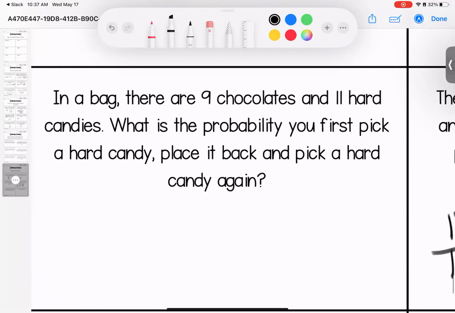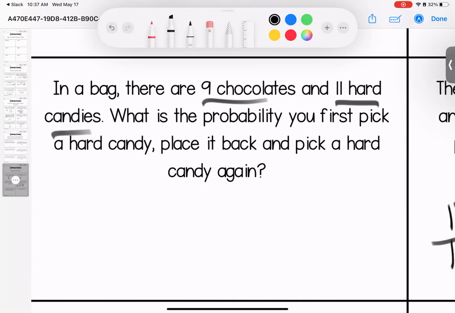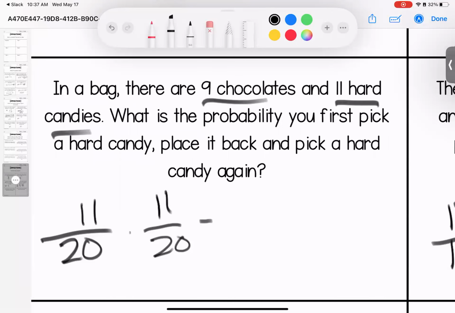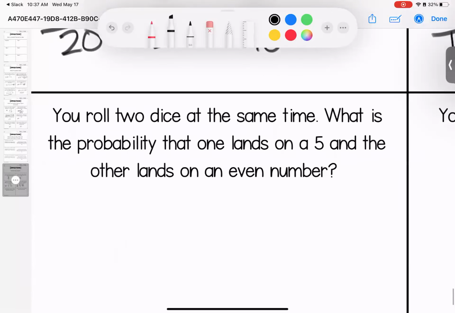In a bag, there are 9 chocolates and 11 hard candies. What is the probability you first pick a hard candy, place it back, and then pick a hard candy again? So there's 20 possible options, and 11 of them are hard candies. If I put it back, that means all 20 options are there. So this would give us 121 over 400 as our probability.